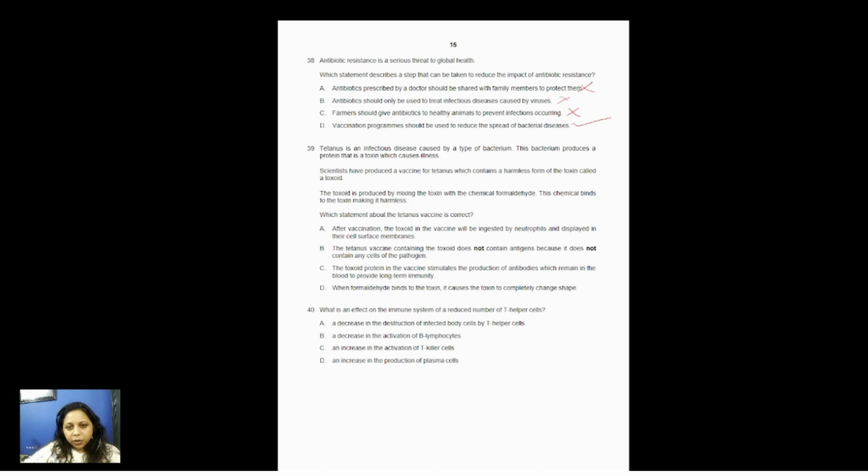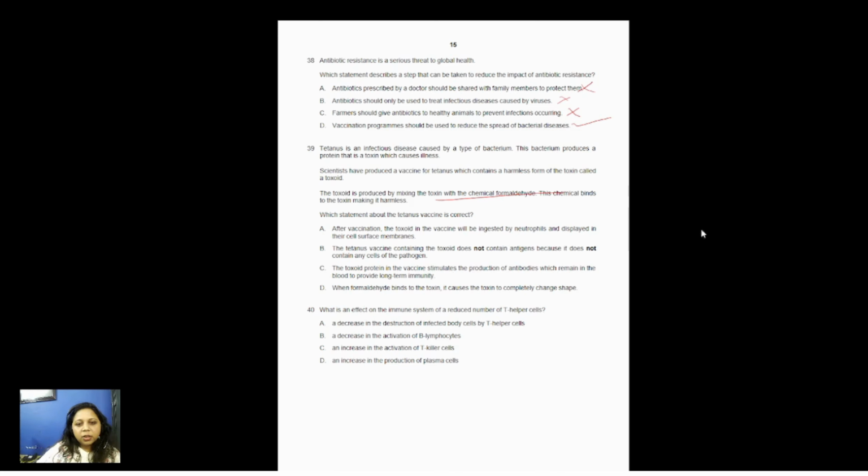Tetanus is an infection caused by a certain type of bacterium. The bacterium produces a protein that is a toxin which causes illness. Scientists have produced a vaccine for tetanus which contains a harmless form of the toxin called a toxoid. The toxoid is produced by treating the toxin with the chemical formaldehyde. The chemical binds to the toxin and makes it harmless. So what is true about the vaccination?